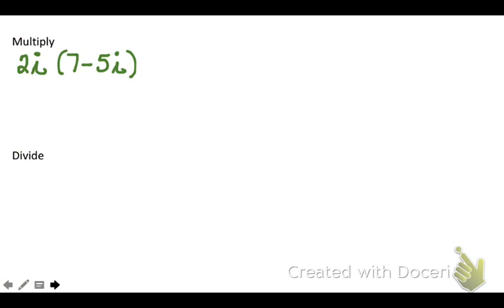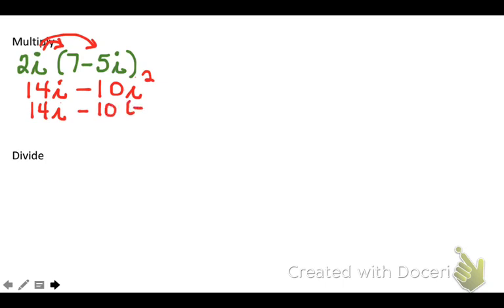So for multiplication for this first example, we're going to distribute. So we end up with 14i minus 10i squared. And remember that i squared is equal to negative 1, so you could think of it as 14i minus 10 times negative 1, 14i plus 10. And we're not quite finished. We need to write it in standard form, so I'm just going to switch the order. So it's actually going to be 10 plus 14i.